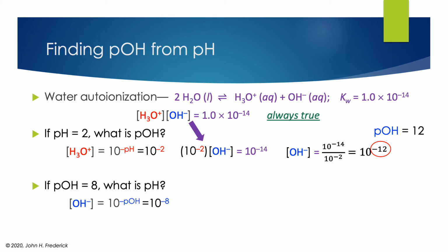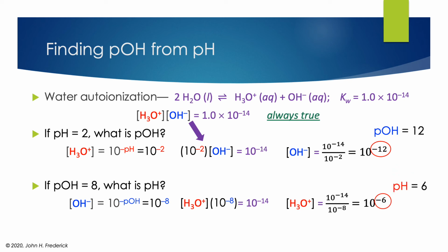We start with a hydroxide ion concentration, which is equal to 10 to the minus pOH power, and that's going to be 10 to the minus 8 because we're given that pOH is equal to 8. So now when we plug that into this relationship between the hydronium ion concentration and the hydroxide ion concentration, we have the hydronium ion concentration times 10 to the minus 8 is equal to 10 to the minus 14. Now we can again solve for the hydronium ion concentration. It's going to be 10 to the minus 14 divided by 10 to the minus 8, and that gives us 10 to the minus 6. Once again, we can read right off the exponent to get the pH, and that's going to be 6.